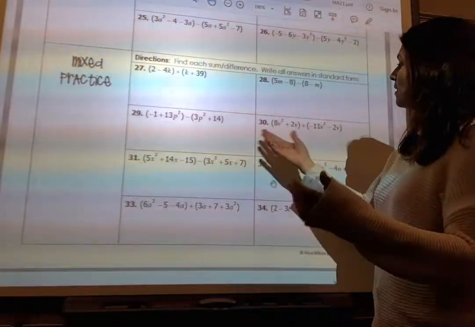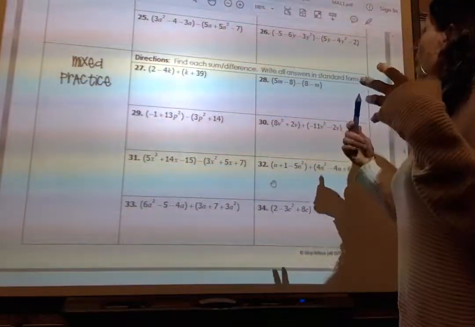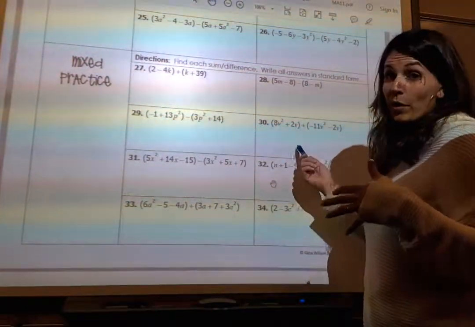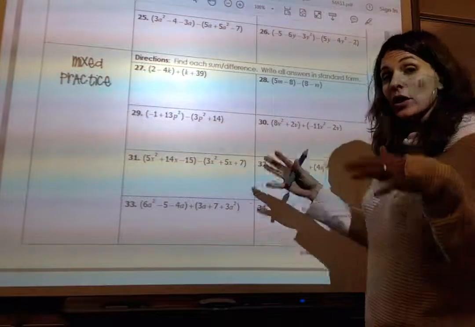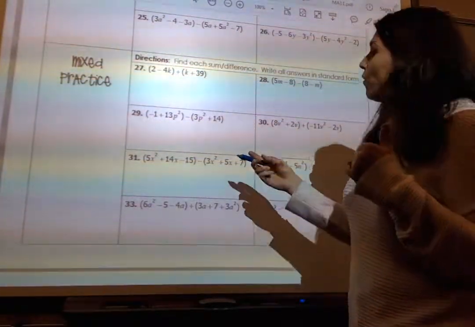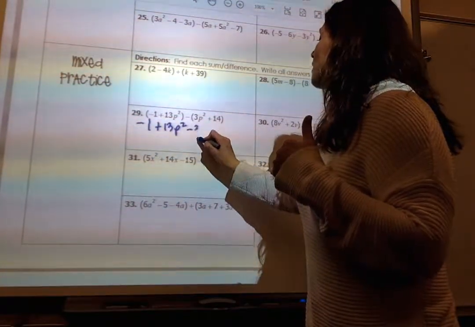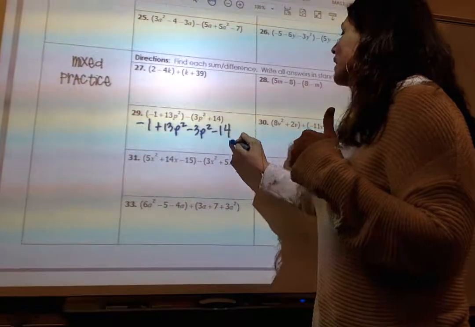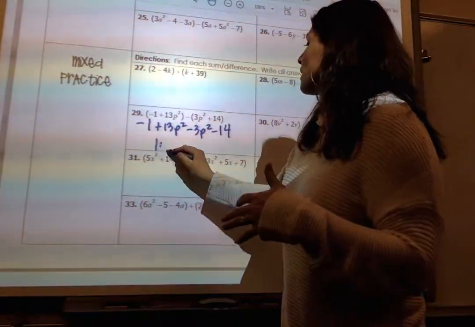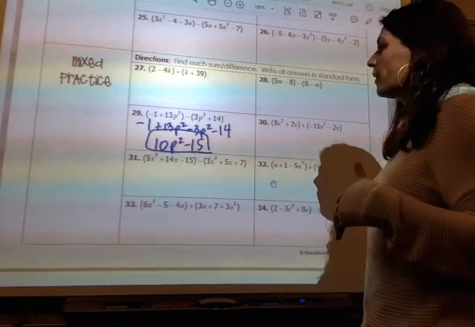And then the mixed practice is just you're mixing it up between adding and subtracting here. You can do the distributive property if you like it, looking at it without the parentheses. So I'm going to do numbers 29 and 30 for you, and we get negative 1 plus 13p squared minus 3p squared minus 14. When I combine like terms, I get 10p squared minus 15, and that's my final answer.